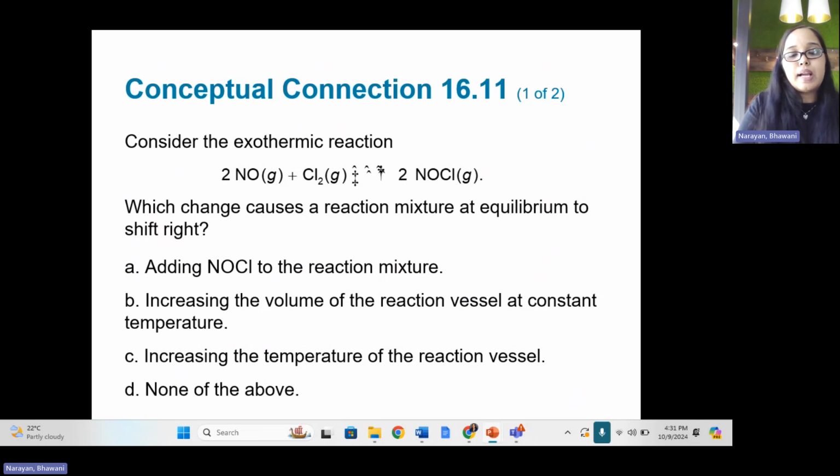Consider the exothermic reaction where 2NO plus Cl2 gives 2NOCl gas. Which change causes a reaction mixture at equilibrium to shift right? Would it be adding NOCl to the reaction mixture? Would it be increasing the volume of the reaction vessel at constant temperature? Would it be increasing the temperature of the reaction vessel, or none of the above? Please try to answer this and type your answers in the chat.